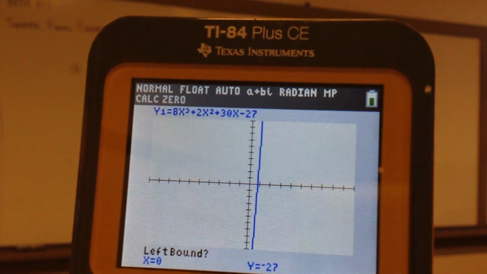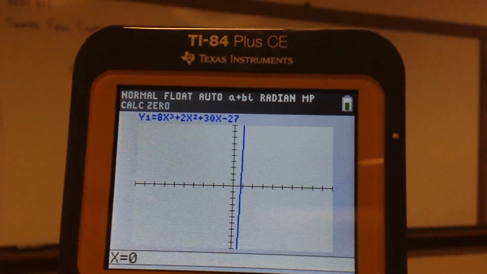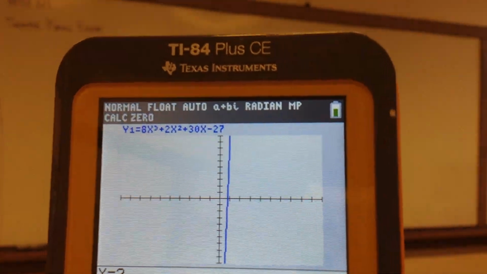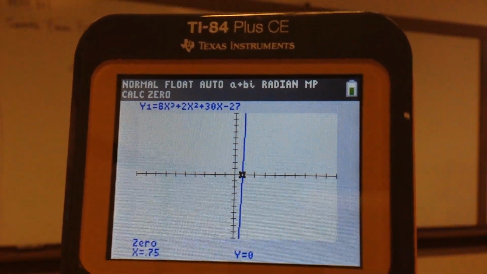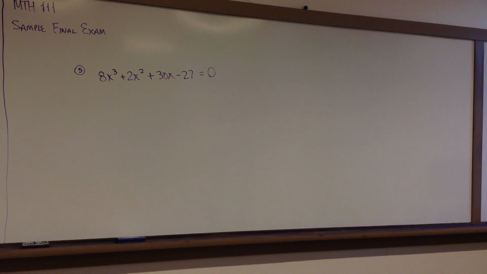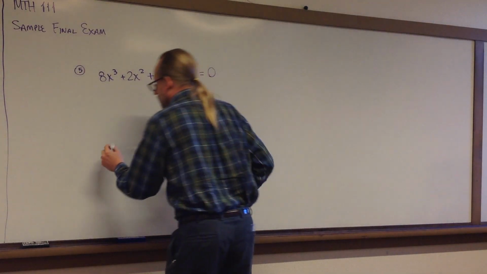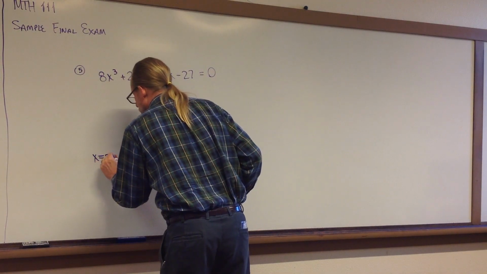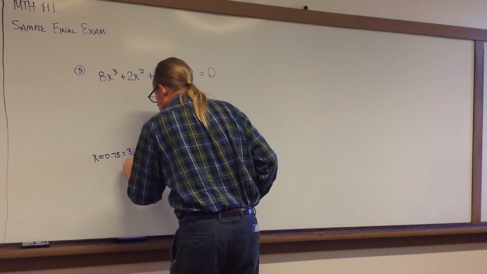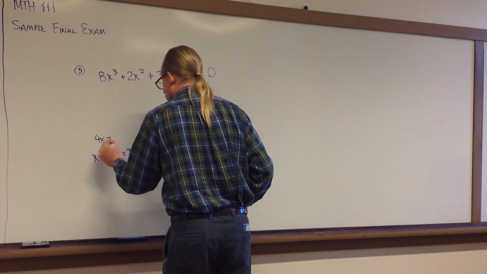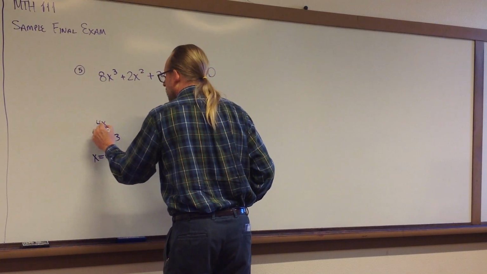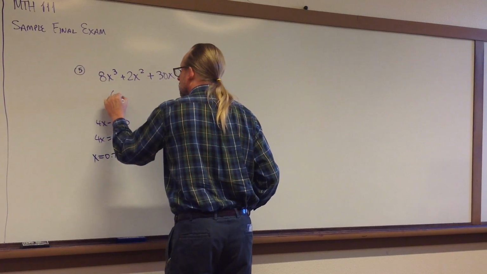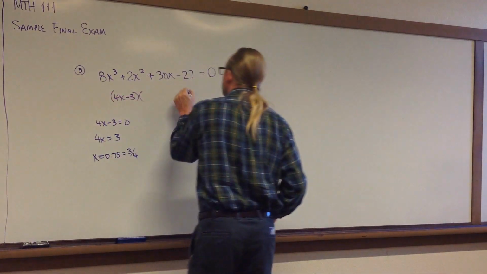We'll do second trace number 2. Let's see, a good left bound. I'm just going to type in 0 as our left bound, and then 2 as our right bound. And there's the 0 at 0.75 or 3/4. Okay. So we've got one solution here. X equals 0.75, which is 3/4. So that means 4x is equal to 3. And one of our factors is going to be 4x minus 3.